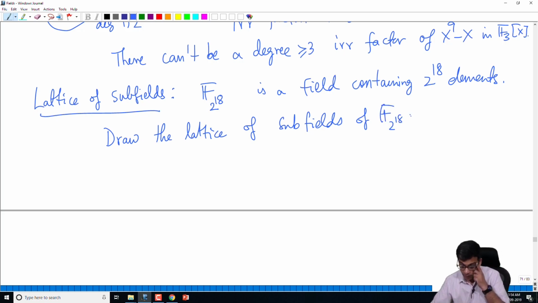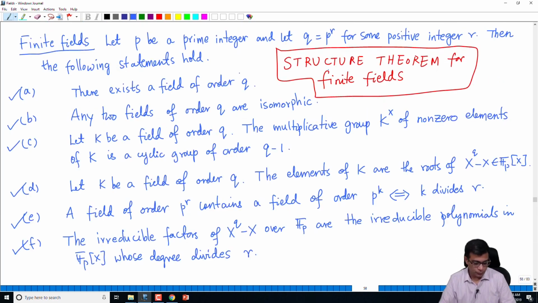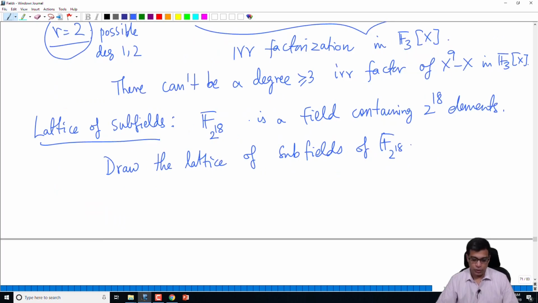I'm going to appeal to the part of the structure theorem which said that if a field of p power r elements contains a field of p power k elements, remember p must be the same. Clearly you can't contain a different p because they're all above Z mod pZ. So p must be the same, but the exponents also have a relation: r must be divisible by k. So here we are taking 2 power 18, so we are looking for 2 power k where k divides 18. So what are the numbers that divide 18? I'm going to draw here.